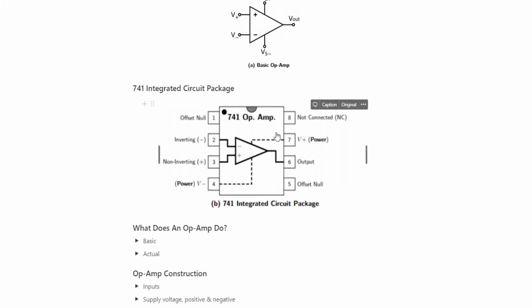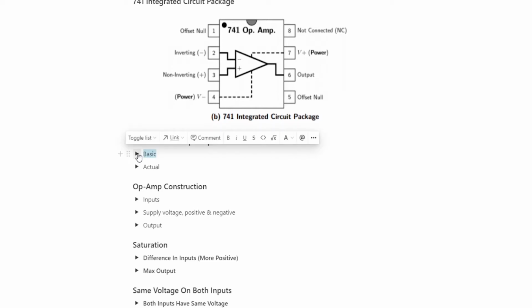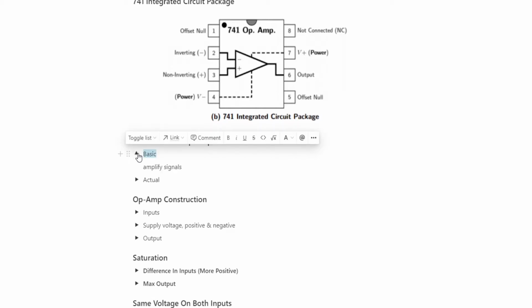So in terms of using an IC, if you said to me this is a 741 op amp, I could work with that. I'm okay with that. So what does an op amp do? Let's test myself. A basic explanation of an op amp is that it amplifies voltage signals.